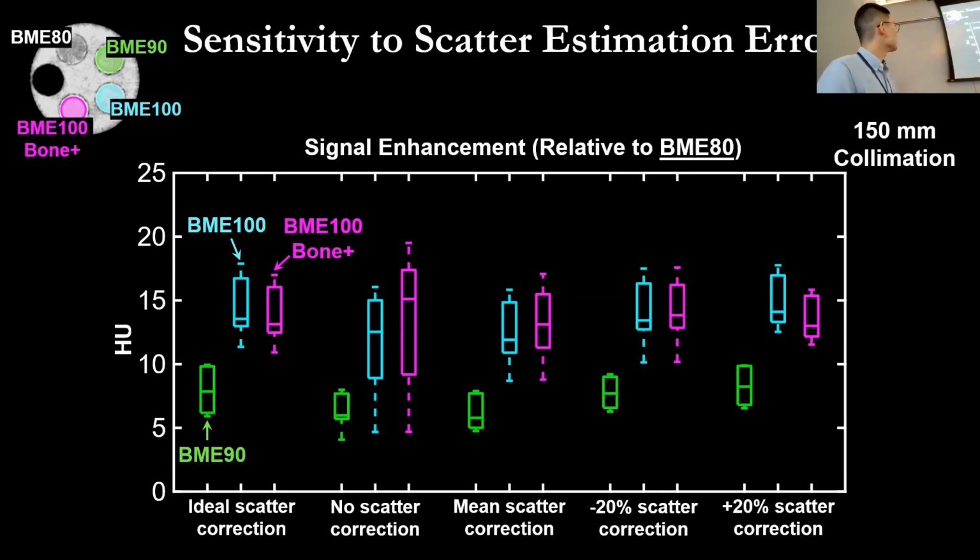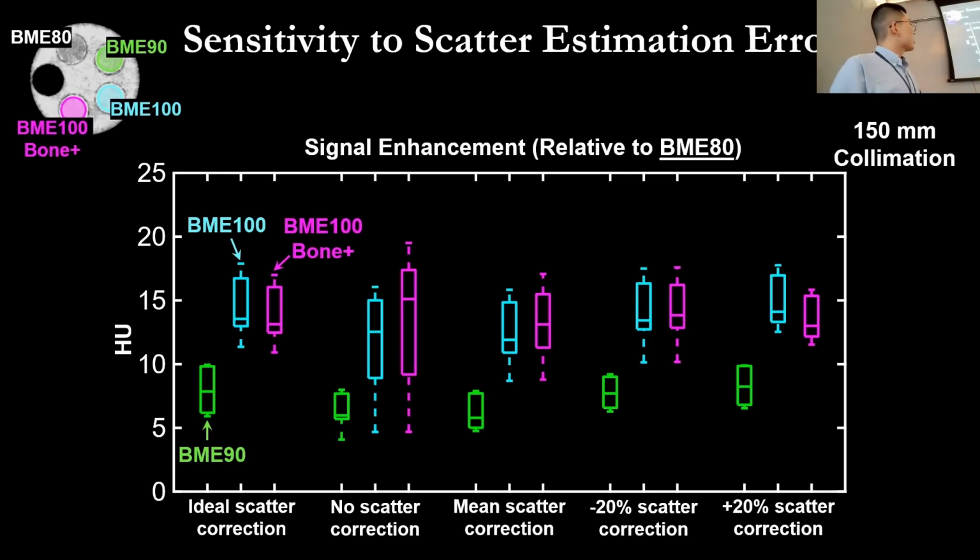Essentially, you see on the very left corner, we have the 3 colorful inserts. We compute the difference in each of these 55 images between each of these 3 inserts and this BME 80, the insert on the top with the lowest edema concentration. So theoretically, you should see a signal enhancement on this plot. This box represents the interquartile range for all 55 cases. Overall, you can always see a good amount of signal enhancement across all these different scatter correction errors.